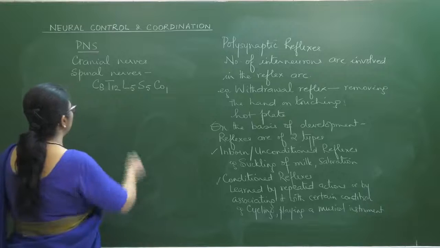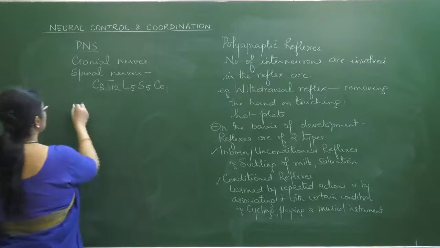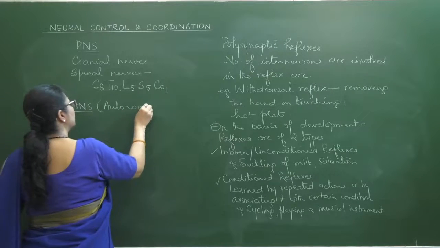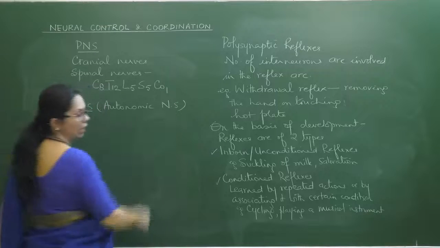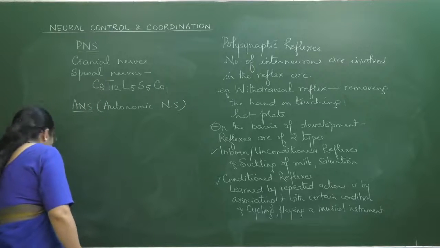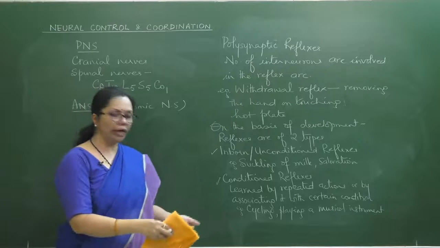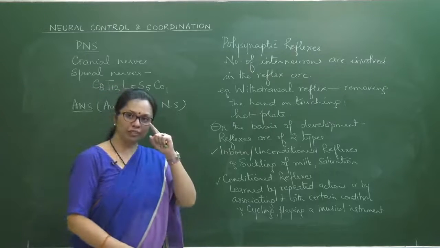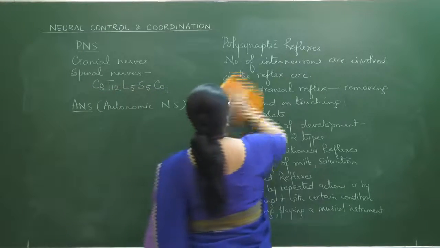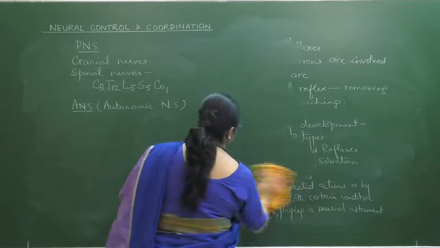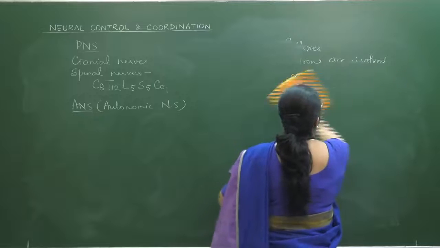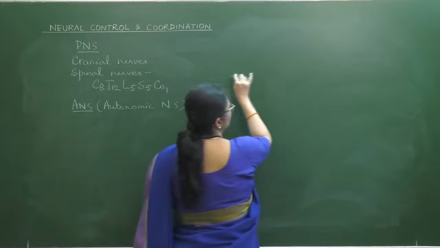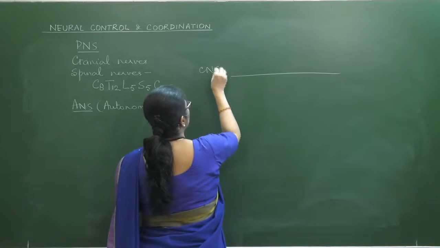Now, one part of the peripheral nervous system is the autonomic nervous system, ANS. Now you see what is so special about the autonomic nervous system. Let me first give you the idea about it, and the later part, that is the difference between sympathetic and parasympathetic, we can do in the next class. Okay, so let us put it like this. Suppose this is our central nervous system.